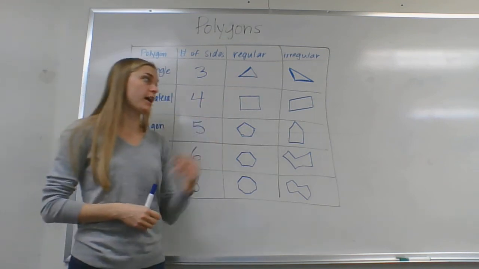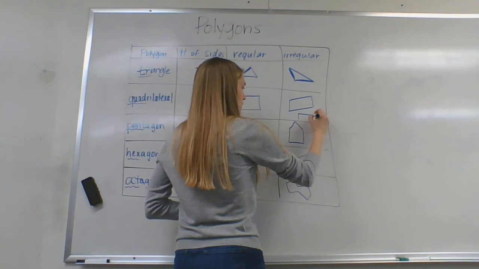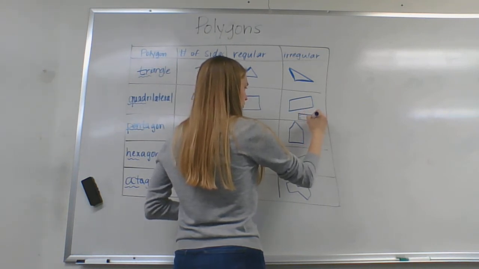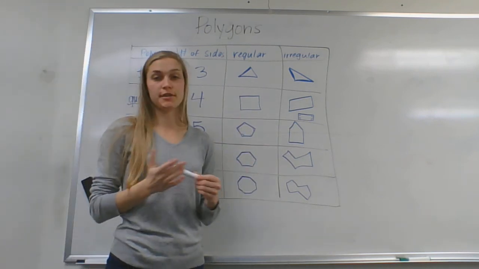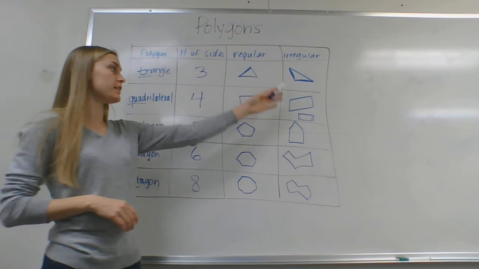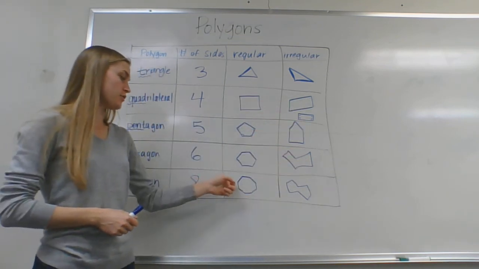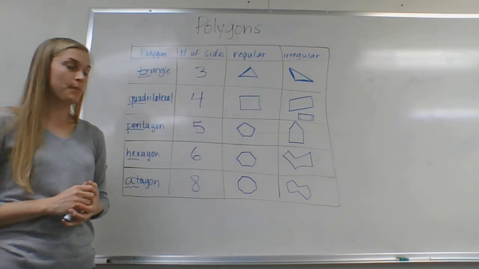Now, irregular can have one and not the other, such as a rectangle. The rectangle has all the same angles, but since the side lengths are not all the same, it's irregular. So even if it just doesn't meet one of those things, it's not regular. Again, there's only one way to draw the regular of each shape.